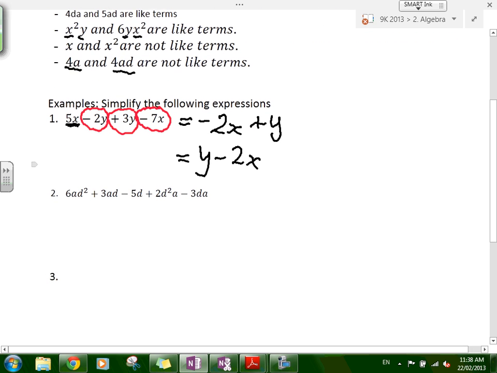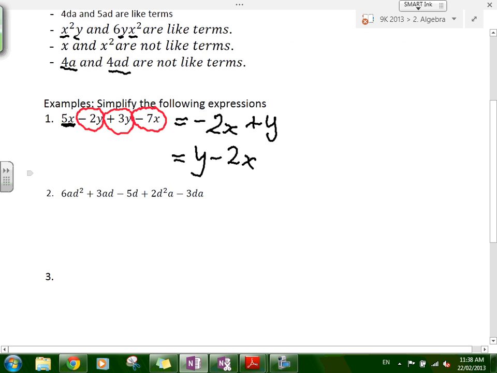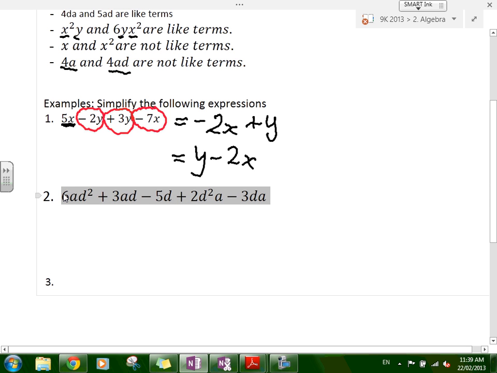Let's have a look at the next one. 6ad squared plus 3ad minus 5d plus 2d squared a minus 3da. Alright? Which term is a like term with this one? Which term is like it, Caleb? Which one is it? Yeah, that's right. These ones are like terms.